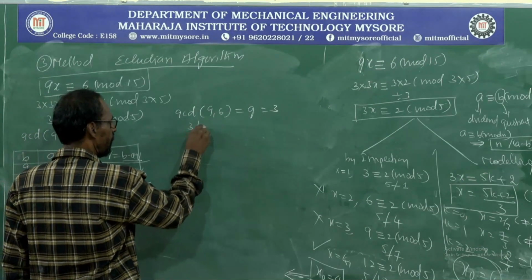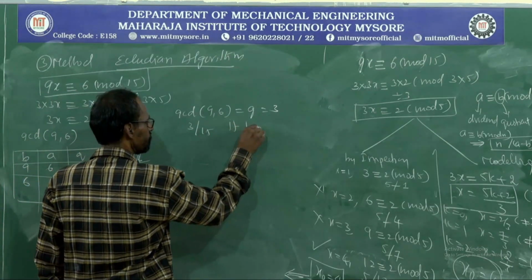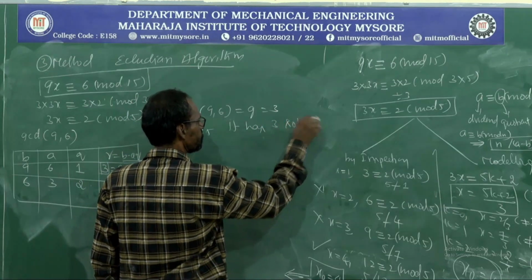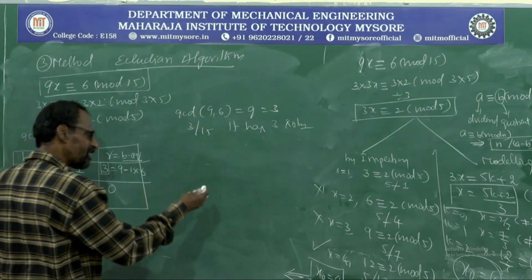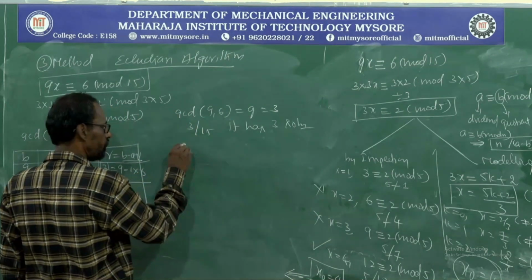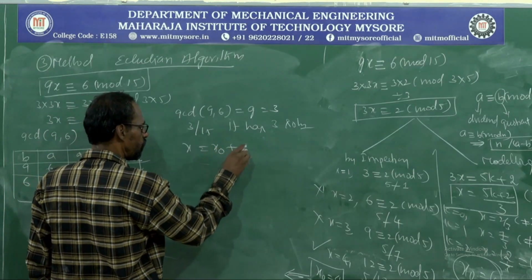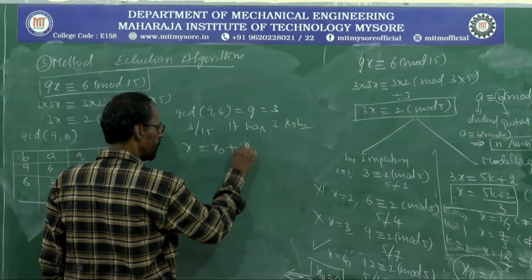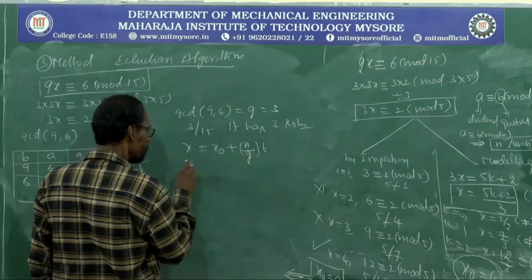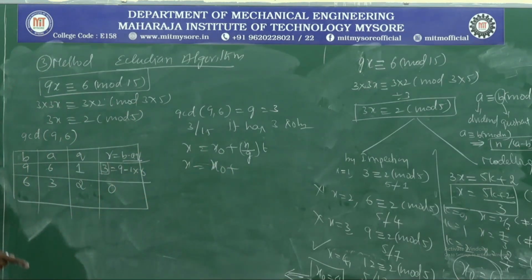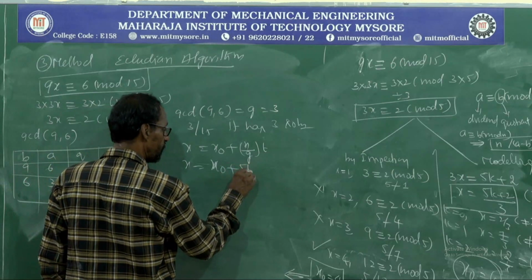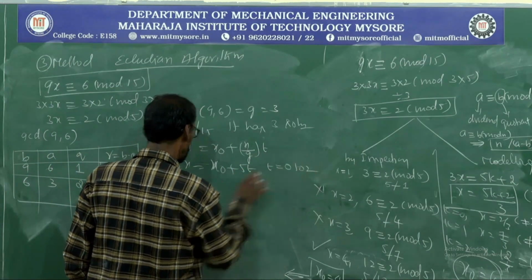And 3 divides 15, so it has 3 solutions. Many solutions, and strictly speaking, 3 incongruent solutions are there. Now how to find them? Again, the same previous method. We can write x is equal to x naught plus n divided by g times t. What is the n value? 15. And what is the g value? 3. It is going to be 5t, where t runs from 0 to 2.